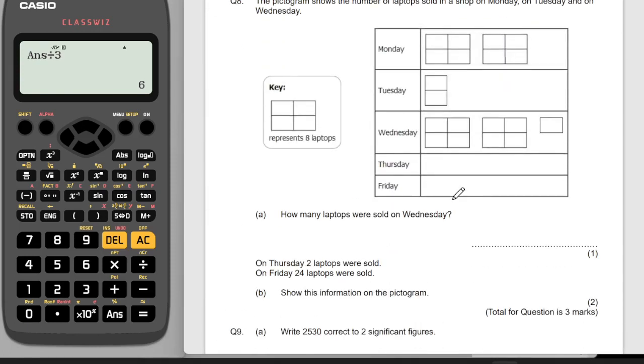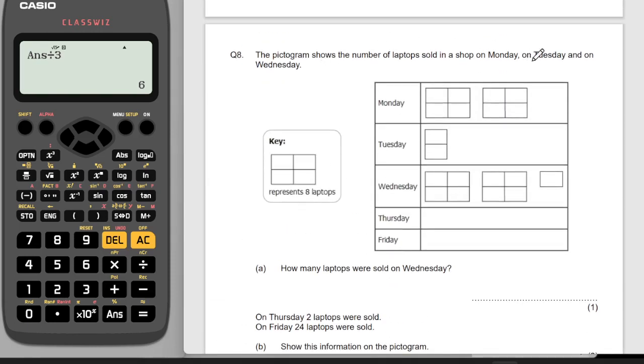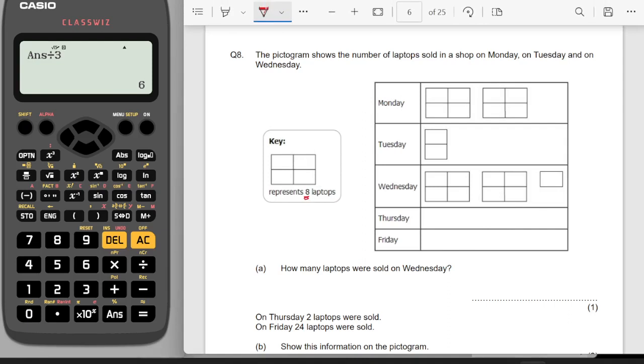Okay, and question 8. A pictogram shows the number of laptops sold in the shop on Monday, Tuesday and Wednesday. We've got a key here: this represents 8 laptops. How many laptops were sold on Wednesday? So if each full box represents 8, we've got 8, 16, and then each small block is going to represent 8 divided by 4, so 2. So we've got 18 sold on Wednesday.